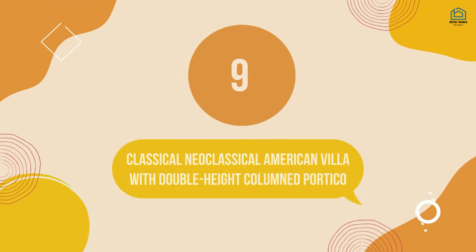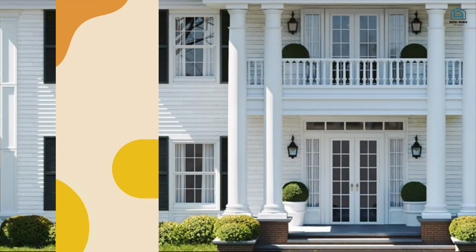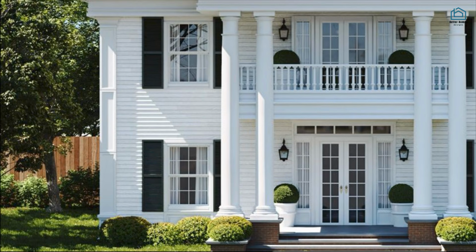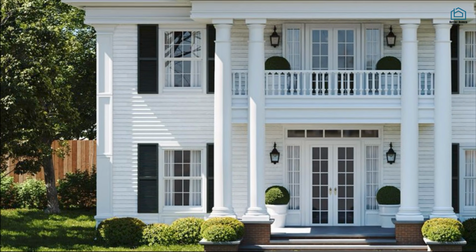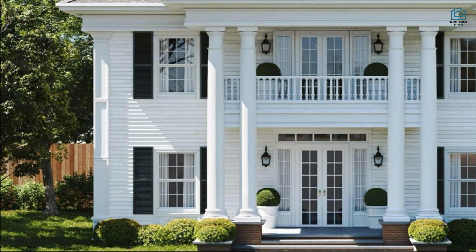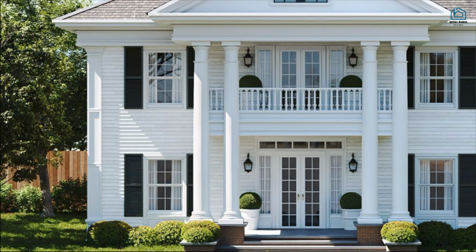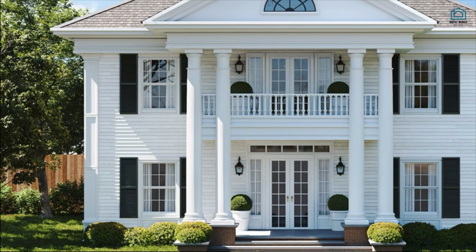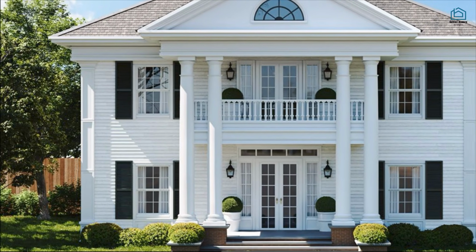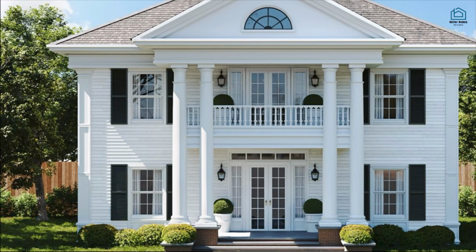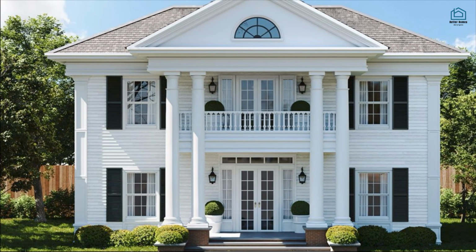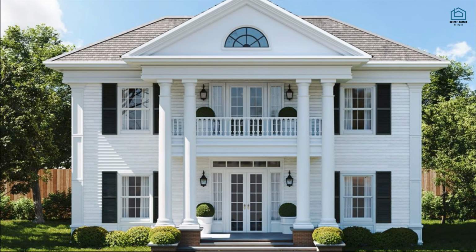Nine, classical neoclassical American villa with double-height columned portico. A modern take on classical American Southern architecture, this home boasts a sweeping symmetrical front facade highlighted by a dramatic two-story portico with crisp white columns, black window shutters, a center upper balcony, arched attic window dormers, and manicured boxwood gardens that create high-end curb appeal.